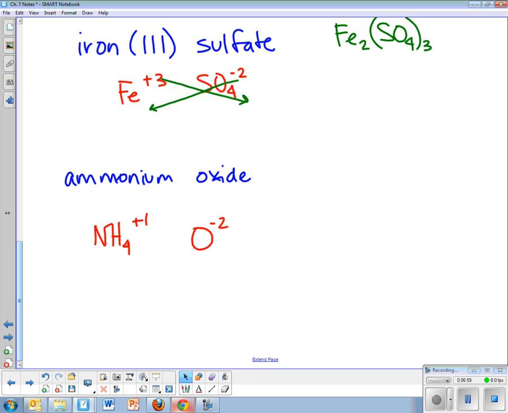So we need 2 ammoniums. Polyatomic ion, we have more than one, so we need parentheses. (NH4) taken twice. O, we only need 1 O.